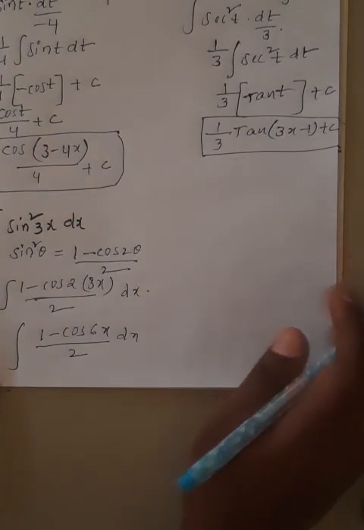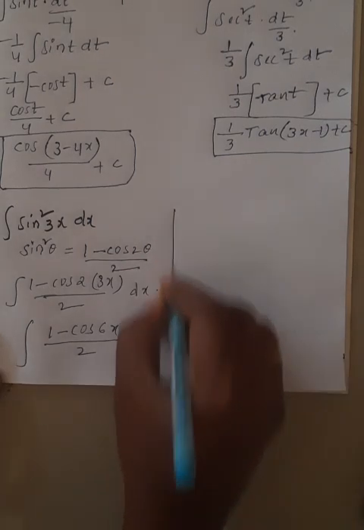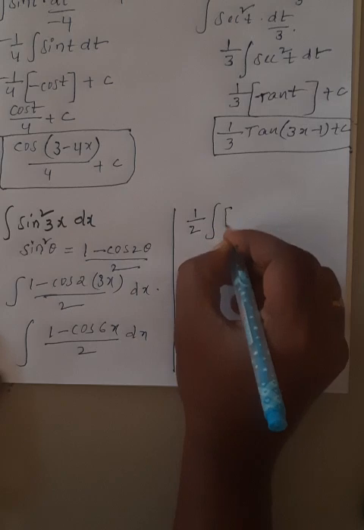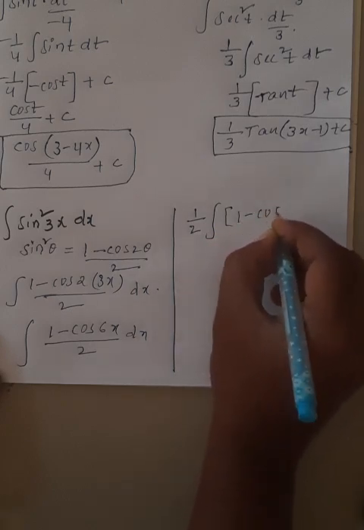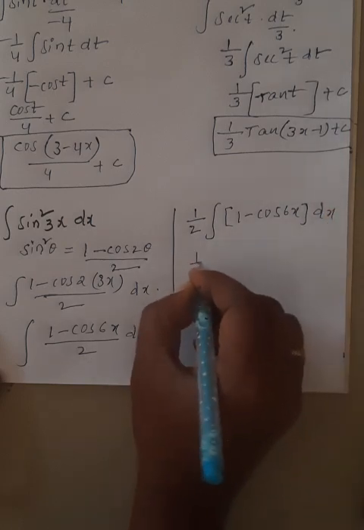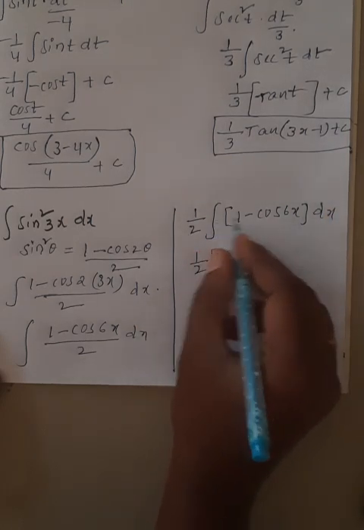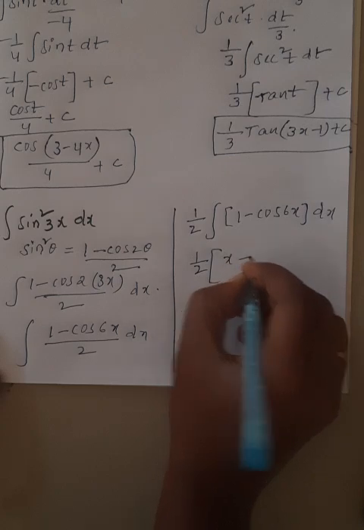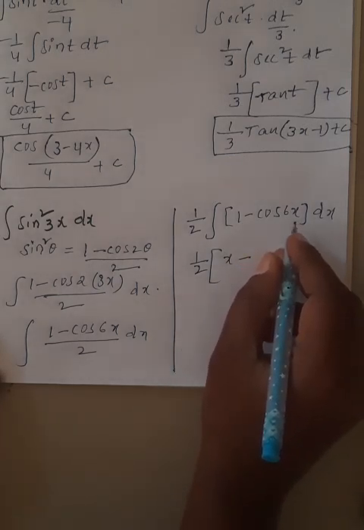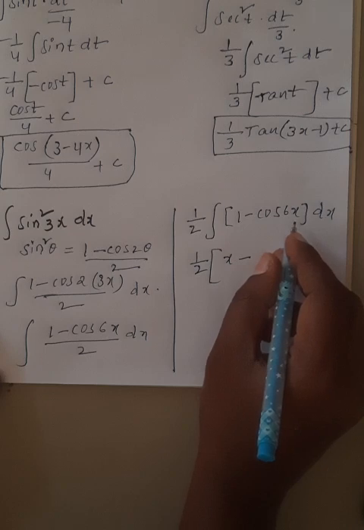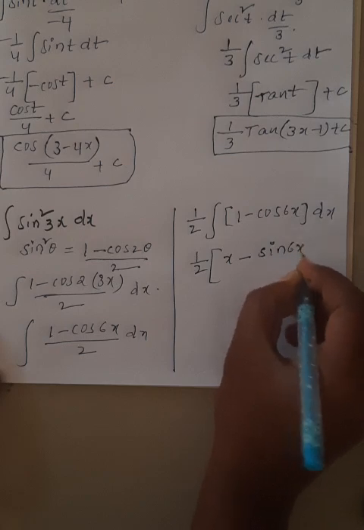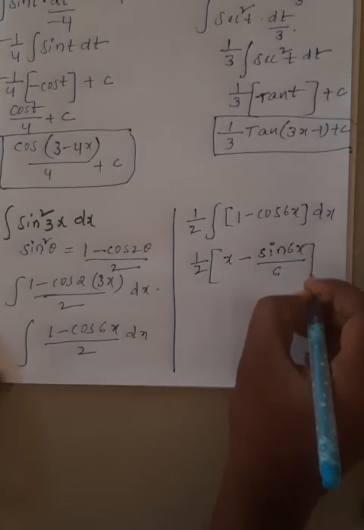So here we have to write 1 by 2 outside. So 1 by 2 integration of 1 minus cos 6x dx. So here 1 by 2 into integration of 1 is x minus integration of cos 6x. It is in the form of cos x. We know that integration of cos x is sin x. So sin 6x divided by 6 plus c.